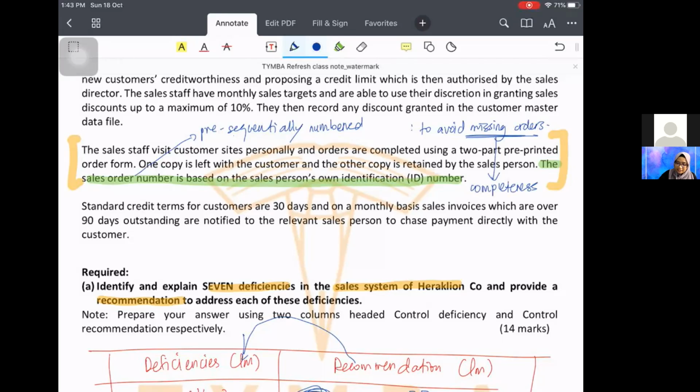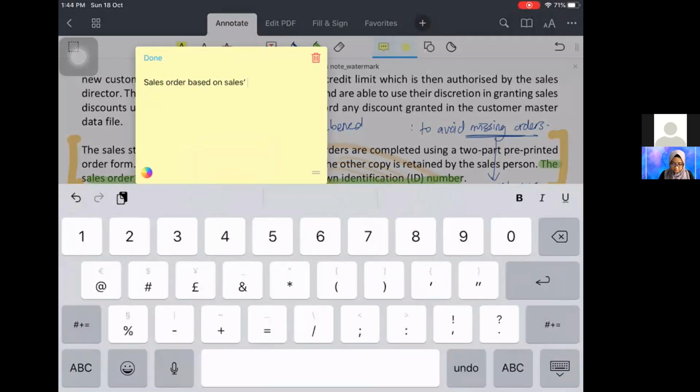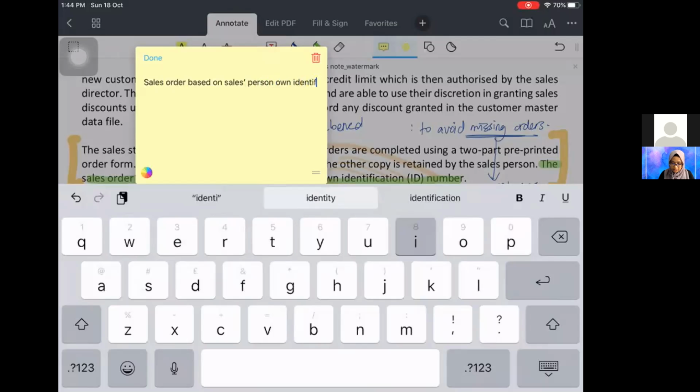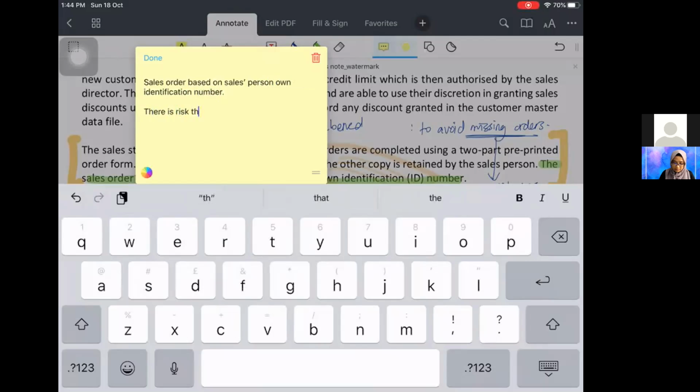So, how do we write our answer? Alright. So, just now we said the sales order is based on the salesperson's own identification number. Okay. So, there is that. Then, we know the control objective is to avoid missing order. So you just translate the control objective into a negative sentence. There is that the sales order, there is that there might be missing orders in the sales transaction.